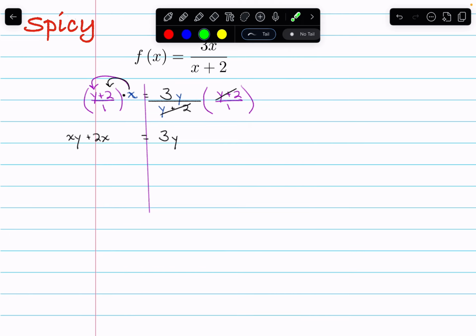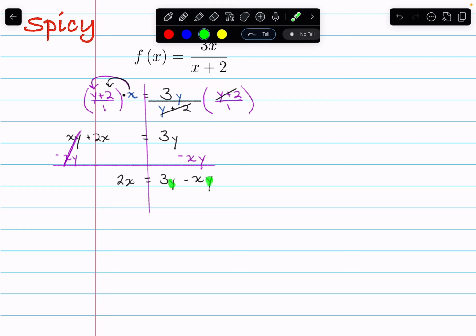Now remember, ultimate goal, I'm solving for y. So I'm going to move all of my y's over to one side. So I'm going to subtract xy over here, subtract xy over here. So xy minus xy, 0, cancels out. I'm left with 2x equals 3y minus xy.